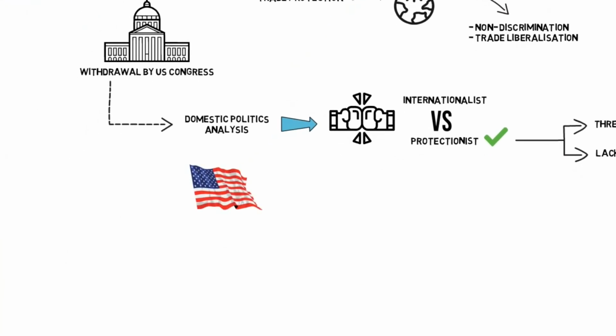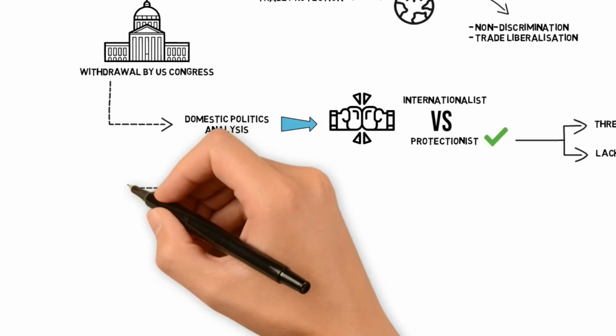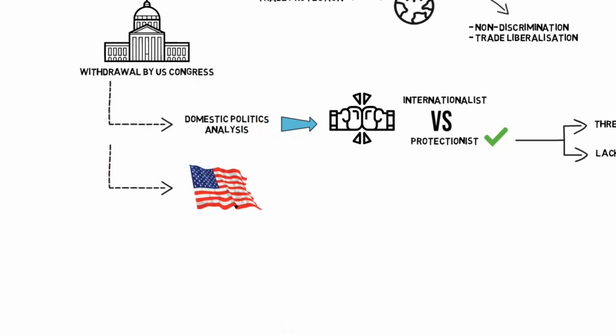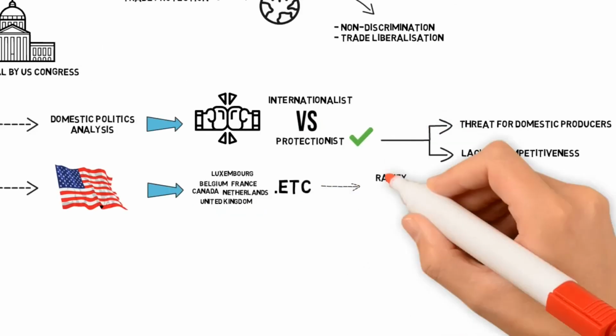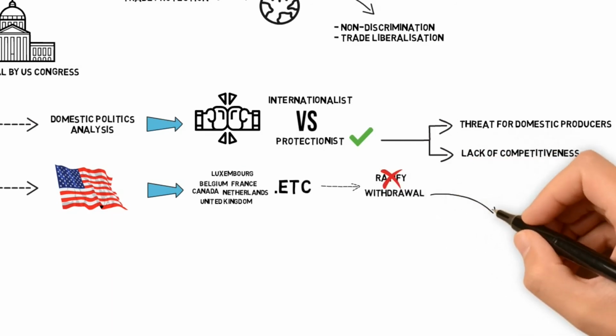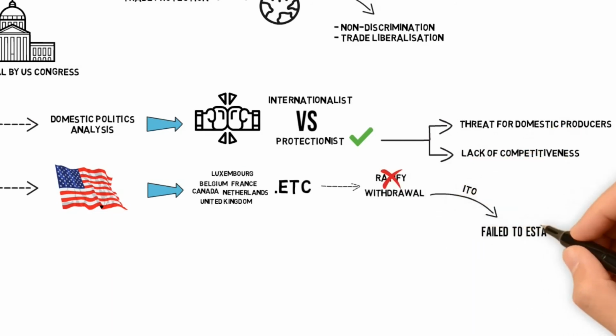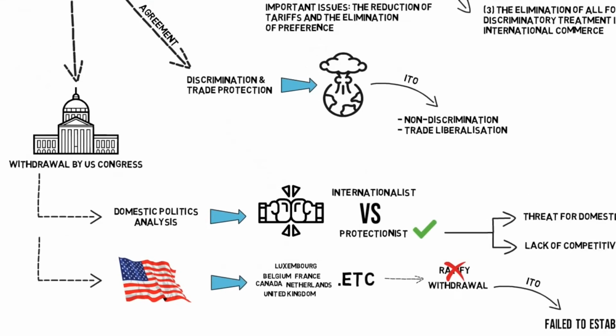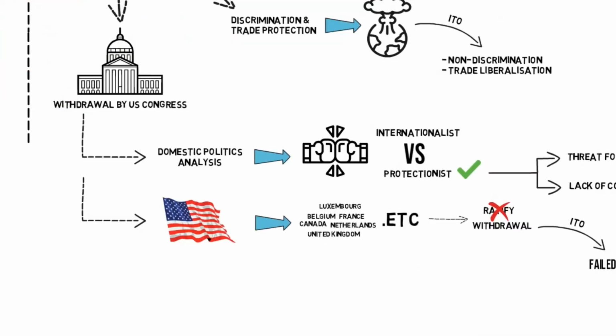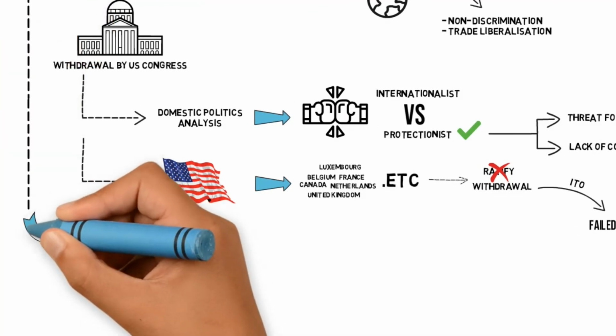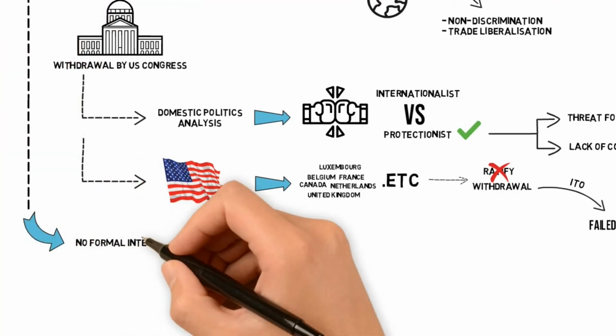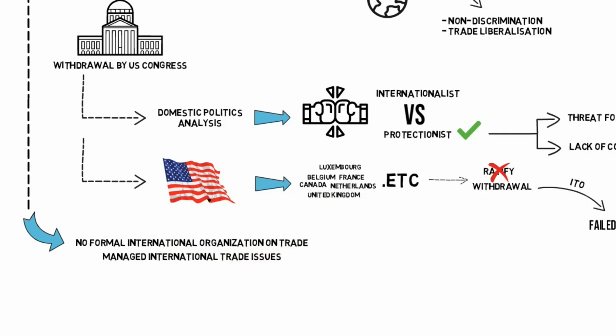Considering the US is the major actor behind the establishment of the ITO, the rejection of the US Congress to ratify the ITO agreement has made other countries also reluctant to ratify it. As a consequence, ITO failed to be established. Unlike monetary and financial sectors that were managed under the Bretton Woods system, the failure of the ITO has resulted in the non-existence of international organizations that specifically manage international trade issues.